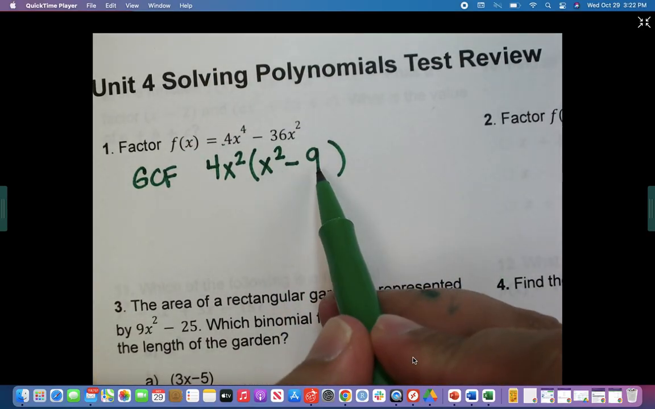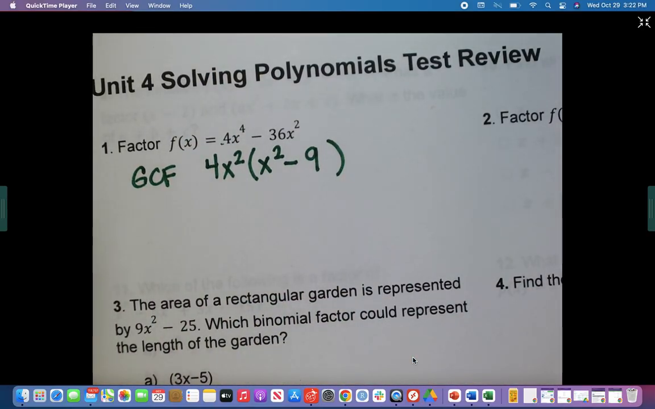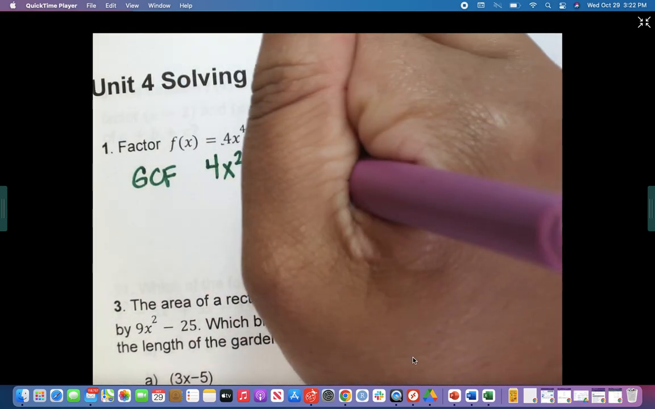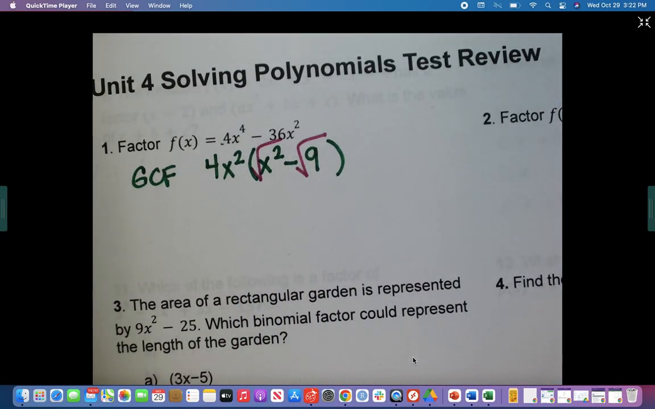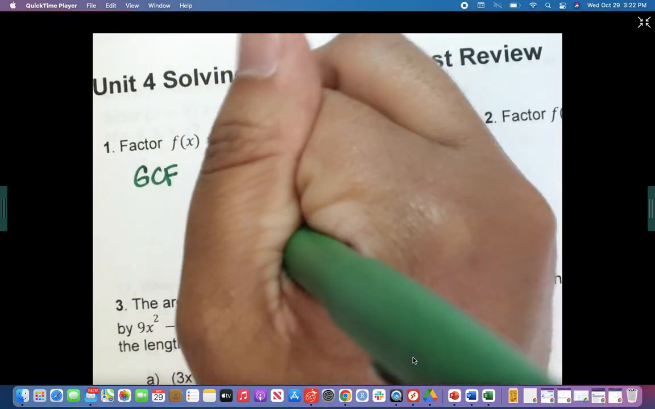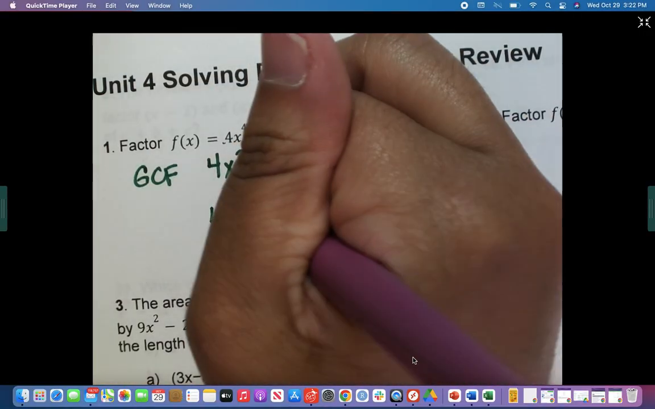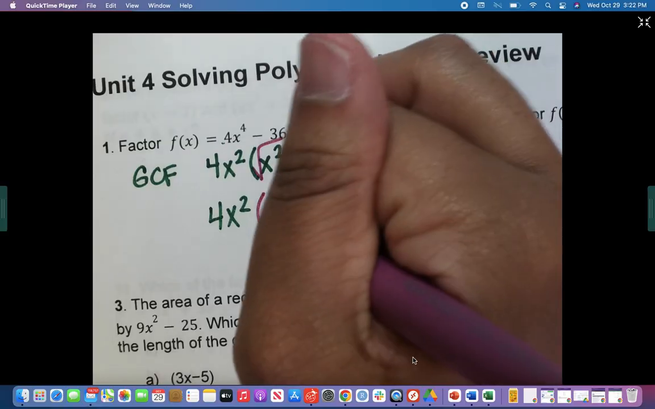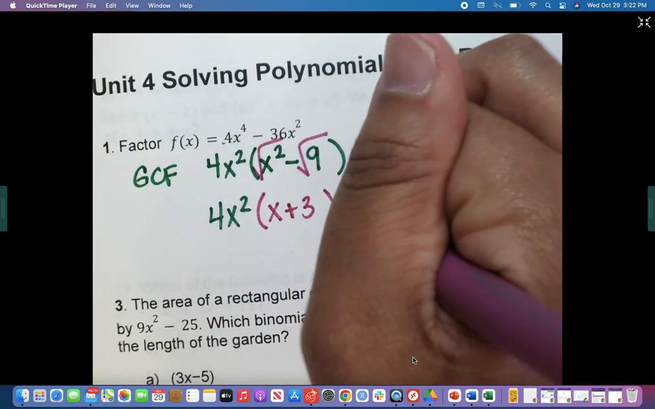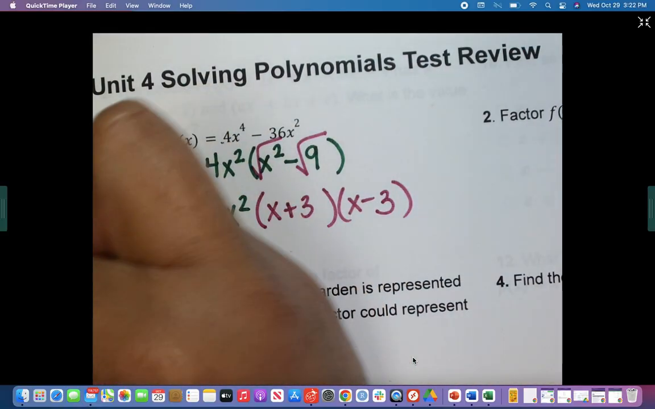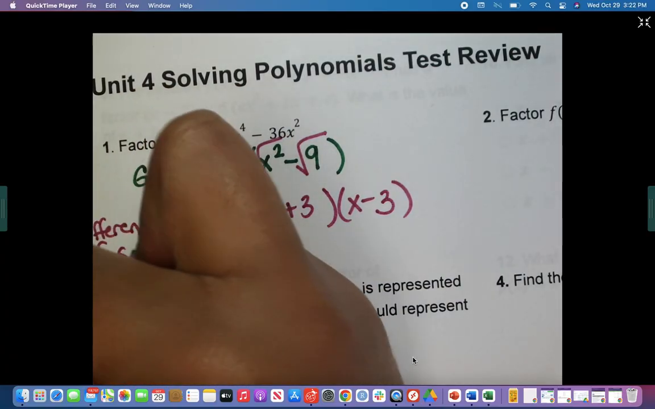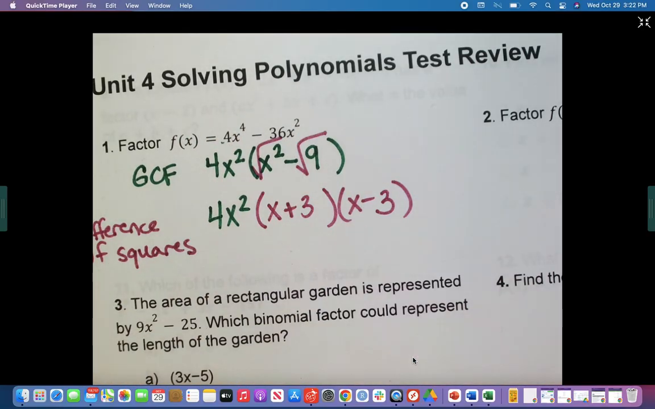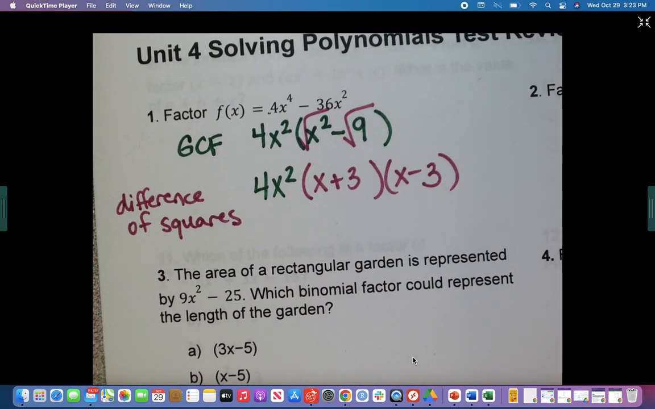Now we can see what's left in parentheses. What's left in parentheses is a difference of squares, so we can factor this some more. Remember, we square root. And then because this is a difference, our signs are going to be different. So 4x squared is our GCF, and then this is going to factor x plus 3, x minus 3. So now our problem is fully factored.